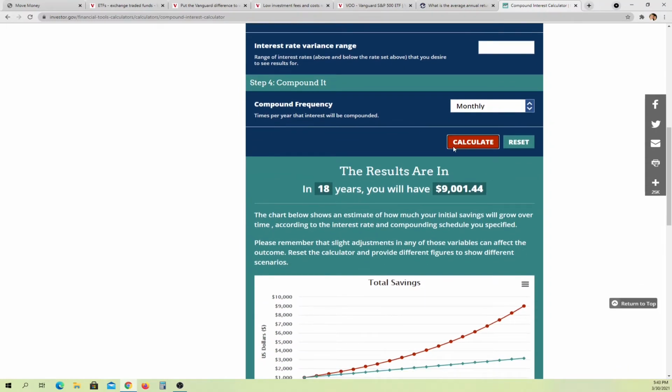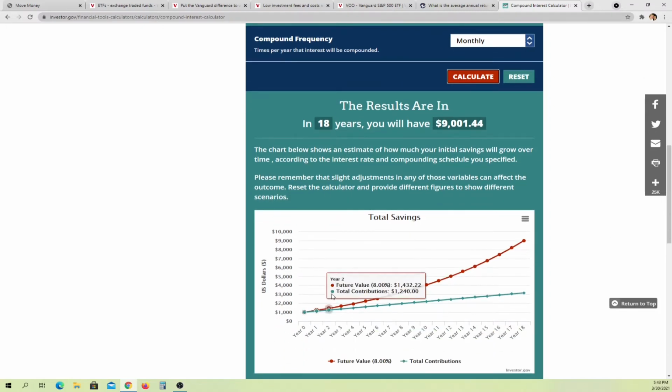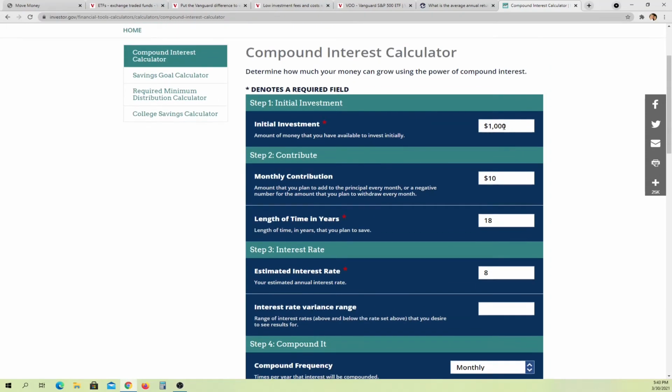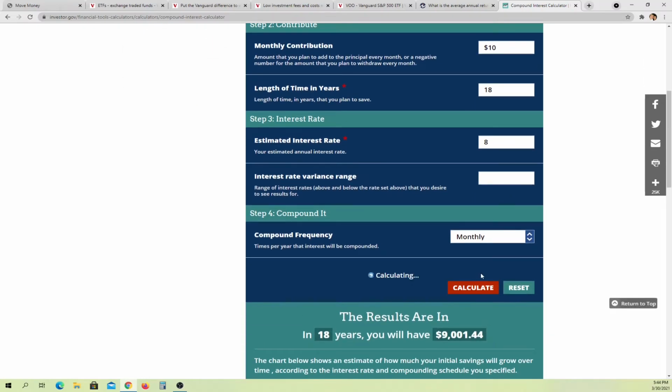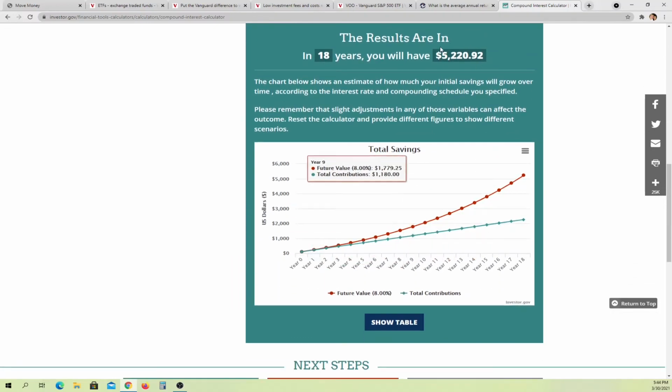And then calculating this here, in 18 years it would have grown to $9,000 from you just putting in $1,000 when you started up the account and $10 a month. Now we could go less on this. Started up with just $100, and you would still have grown to $5,220. Whereas if you'd just been putting it in a piggy bank, after 18 years, you'd have $2,260. So all this here in the red would be growth, and this here is what you have put into the account.